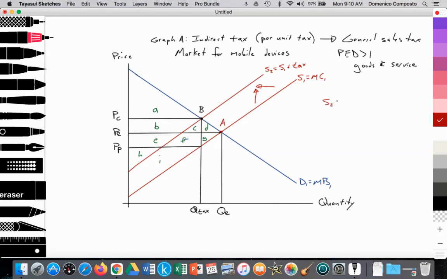And we see where S2 equals D1. It provides a new equilibrium price at PC, which is the price paid by consumers. So the tax has the effect of increasing the price of the good for the consumer. We have an equilibrium quantity established at quantity tax. And we should note that the price received by the producer is at PP, right? That is equal to the price paid by the consumer minus the value of the tax, which becomes the price received by the producer.